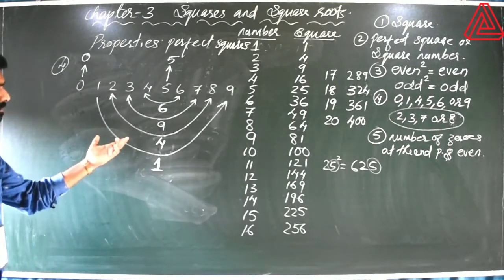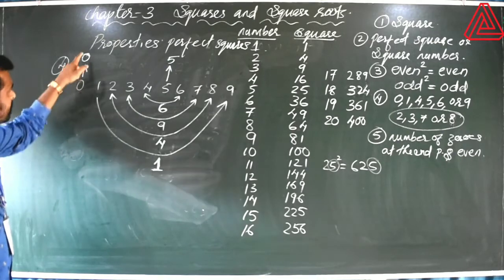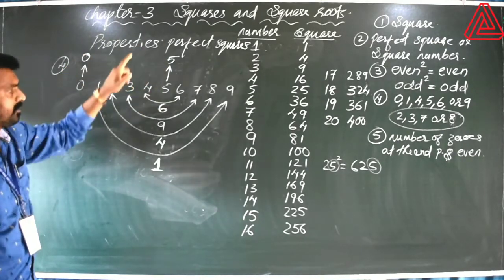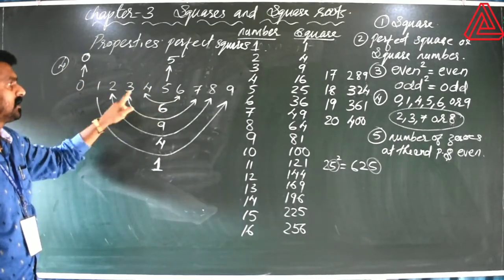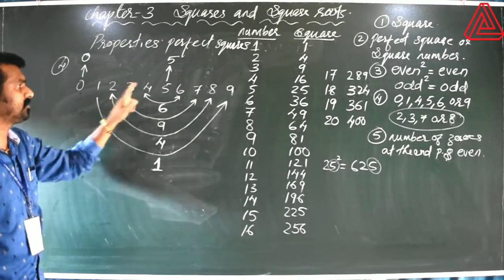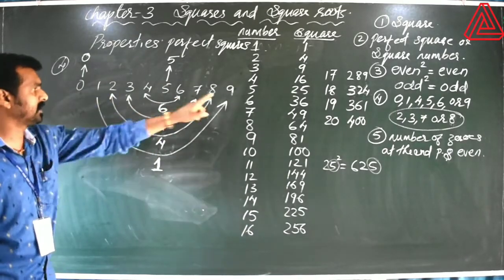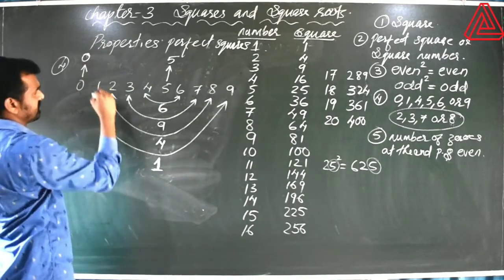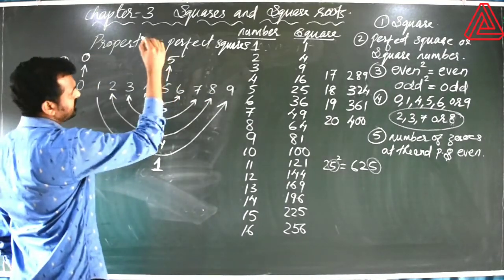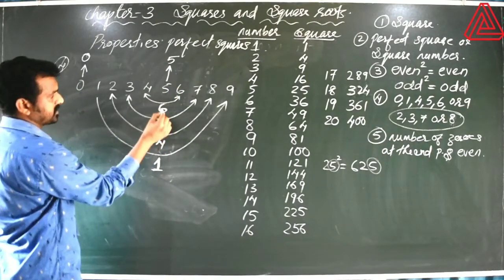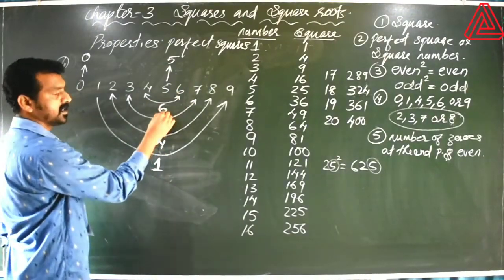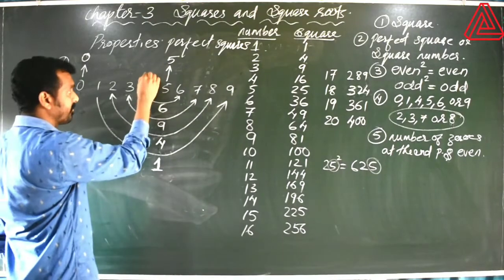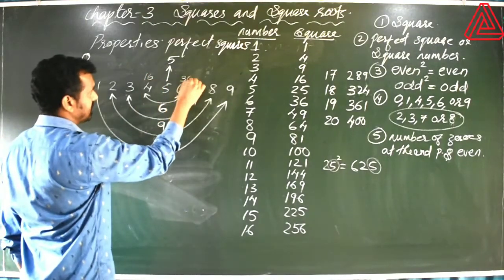Easy to remember: 0, 0; 5, 5 will come. 4 and 6, 6. 3 and 7, 9. 2 and 8, 4. 1 and 9, 1. How do we get that? 0 times 0 is 0. 5 fives are 25, last digit is 5. 4 fours are 16, 6. 6 sixes are 36, last digit is 6.